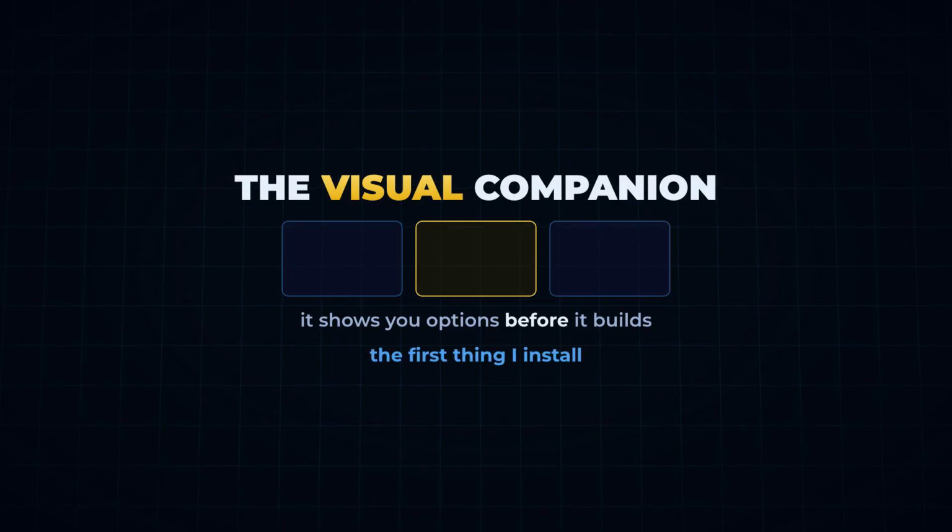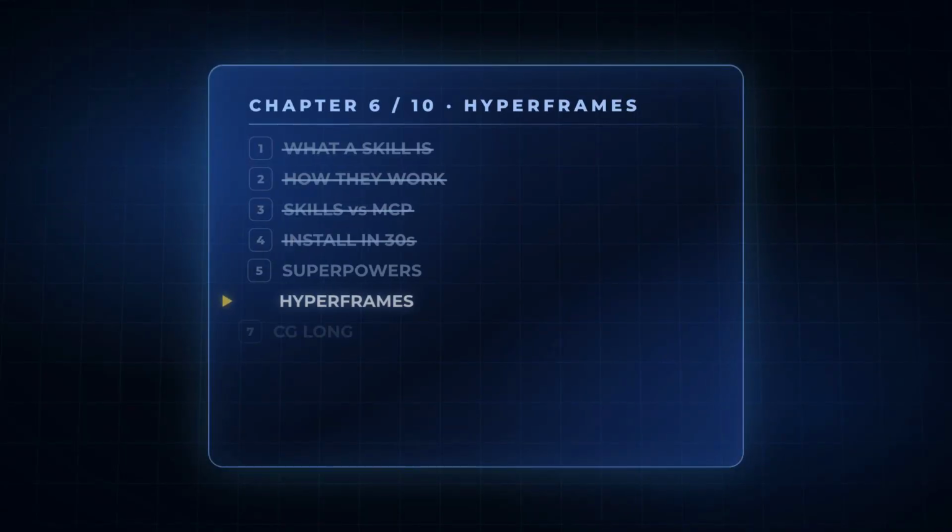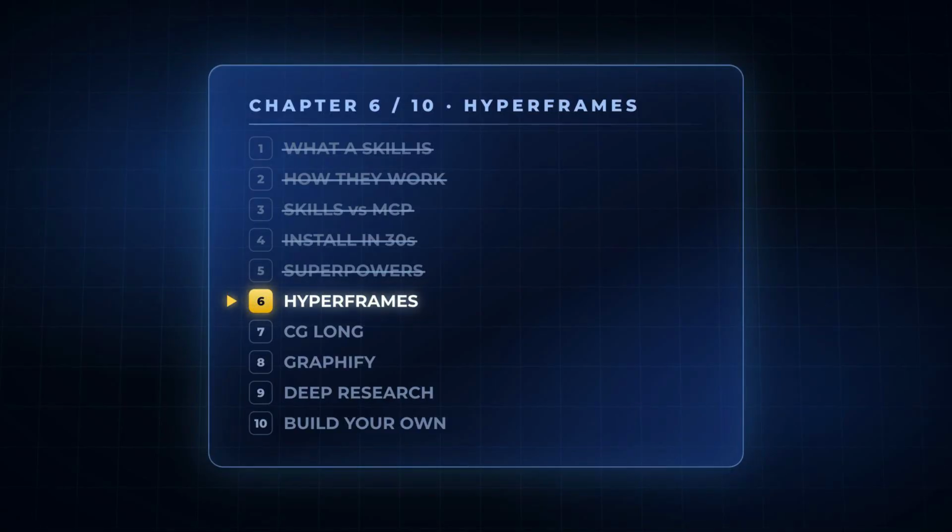It's the first thing I install on any new machine, full stop. Skill number 2 is Hyperframes, and this one might be the most surprising on the entire list because you are looking at it right now.